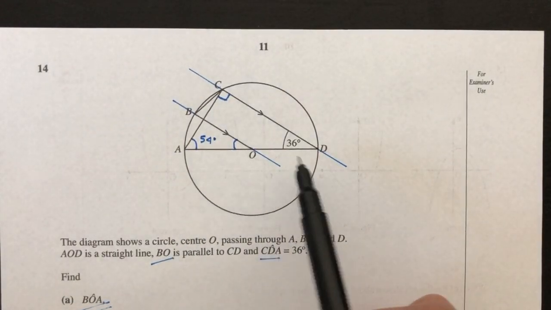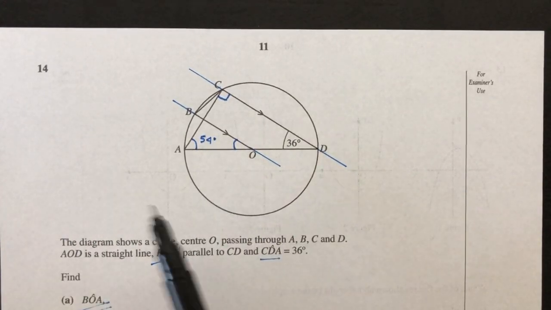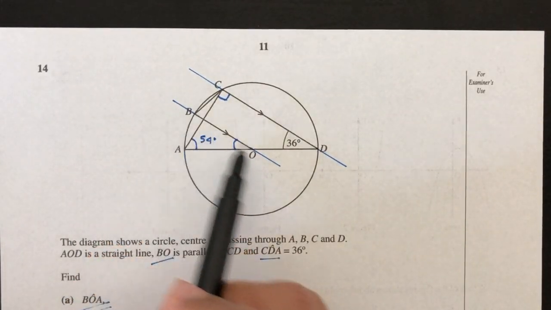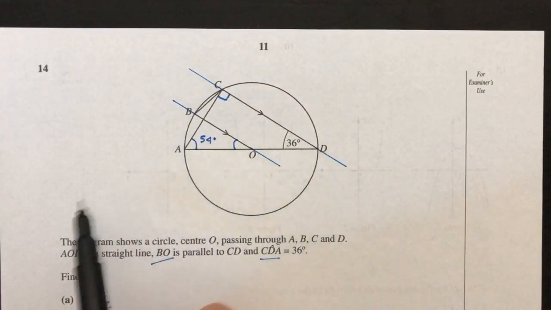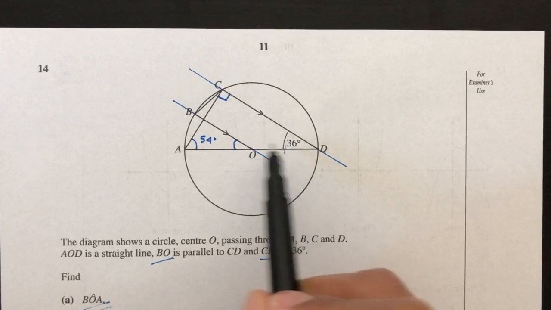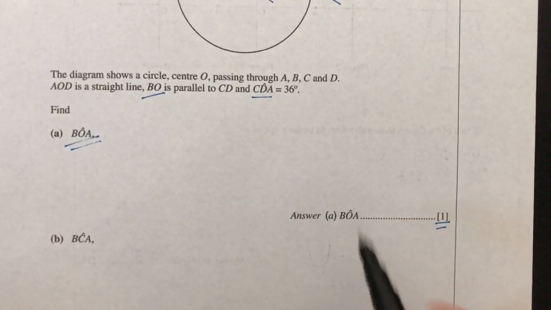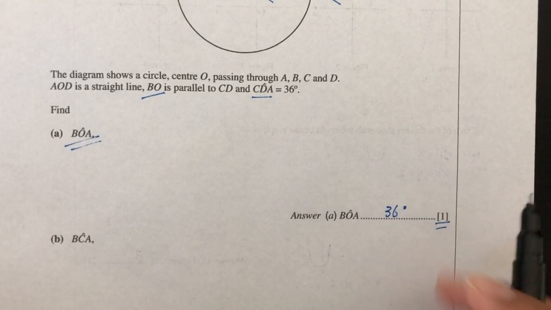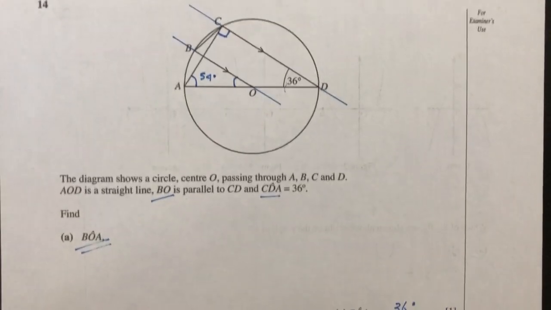Now, what can we say about this angle? We have to use the fact that this is a parallel line and this is a parallel line joined by the same line. So, as you can see, this is equal to this. So it will be the value of 36. This is 36.